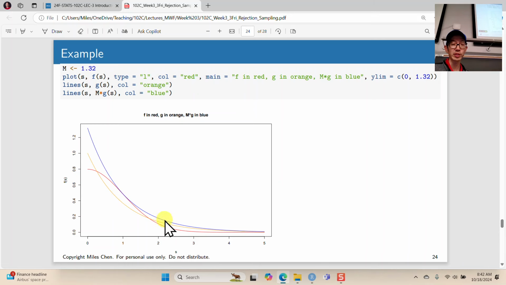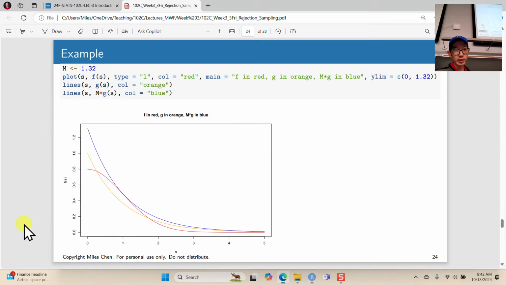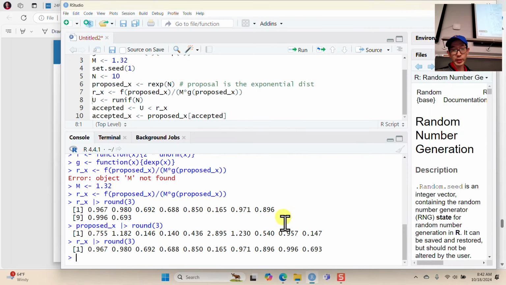Whereas values closer to 3, 2.89, get accepted very rarely. So this is a plot right here. Values like 1.18 get accepted with high probability. Values of around 0.14, values close to 0, the exponential distribution generates a little bit too frequently, and so we only accept some of them. And that's what we have.